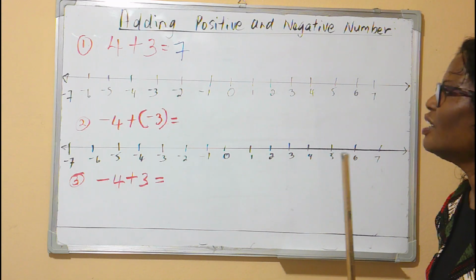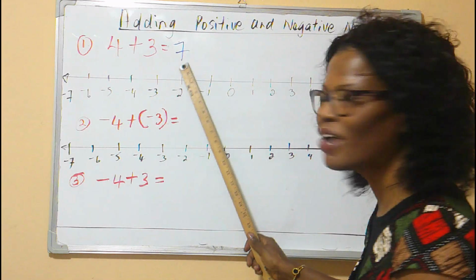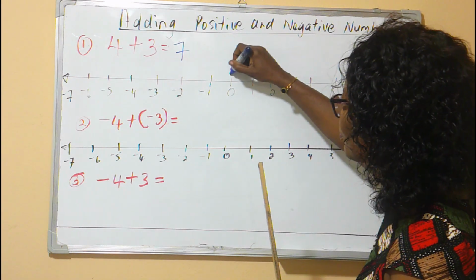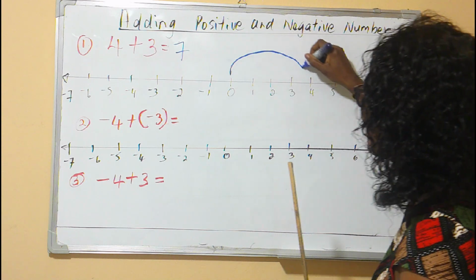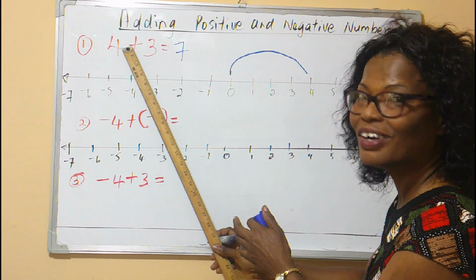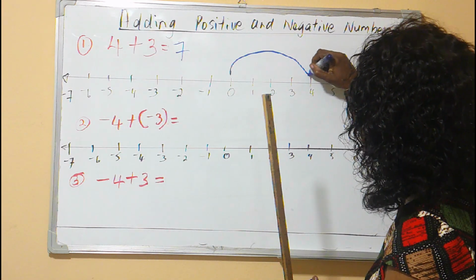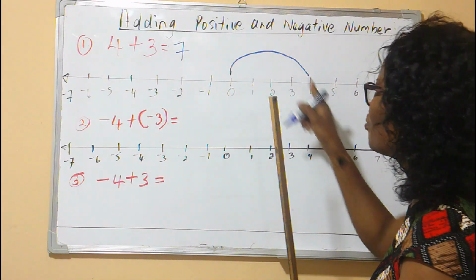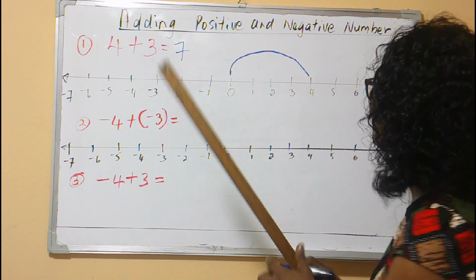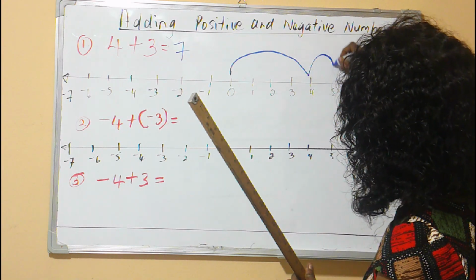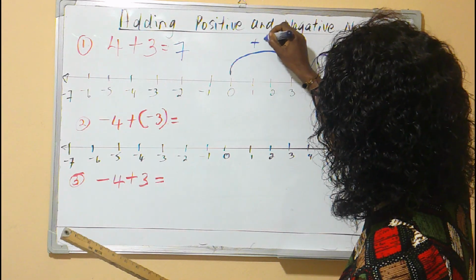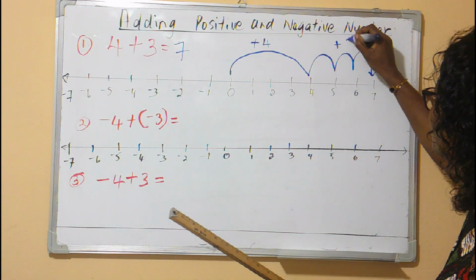All right, let's do it on a number line and see if we'll arrive at the same answer. We start at 0 and we're going to make 4 steps to the right or to the left. It's a positive 4. Okay, good. We are going up the staircase or to the right of the number line. And this 3 is also a positive 3, meaning that we are making 3 more steps to the right. So this is a positive 4 and this is a positive 3.